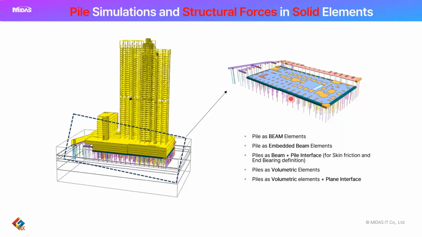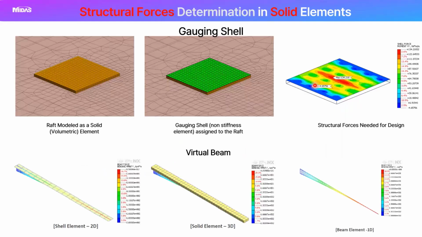Then let's say we are dealing with solid elements now, but solid elements have only 3 degrees of freedom, which are translations in X, Y, and Z directions. They can simply deform, but there is no rotation, so you won't find any bending moment or shear forces there. To overcome that, we have 2 methods, which are the gauging shell method and the virtual beam method.